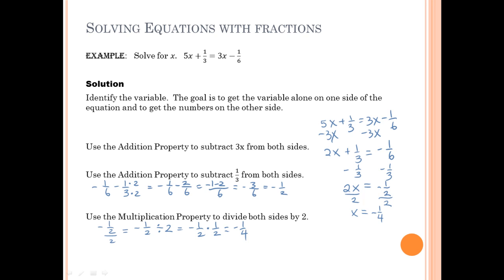Notice that at this point, we have the variable alone on the left side and the numbers on the other side. Now we can check our answer. So we put in negative 1/4 for x and simplify both sides. If I were to work this out, on the left-hand side we would have negative 11/12, and on the right-hand side we would have negative 11/12. And since this is a true statement, we know we have the right answer. So the solution is x equals negative 1/4. This concludes the video on solving equations with fractions.